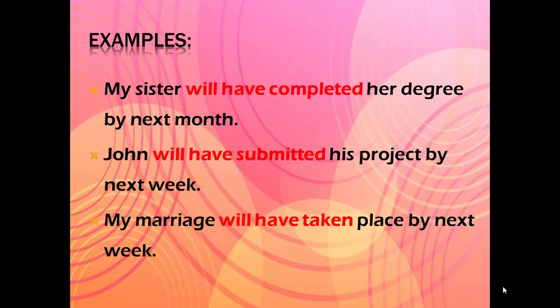Okay. Some examples, my sister will have completed her degree by next month. So the action is over but in the future. John will have submitted his project by next week. So by next week the action will have been over. The action will have got over. My marriage will have taken place by next week. So the action will be over at a particular point of time in the future.